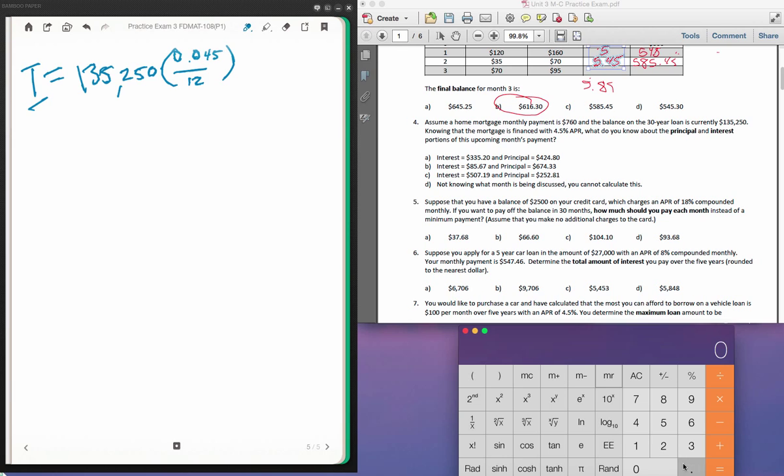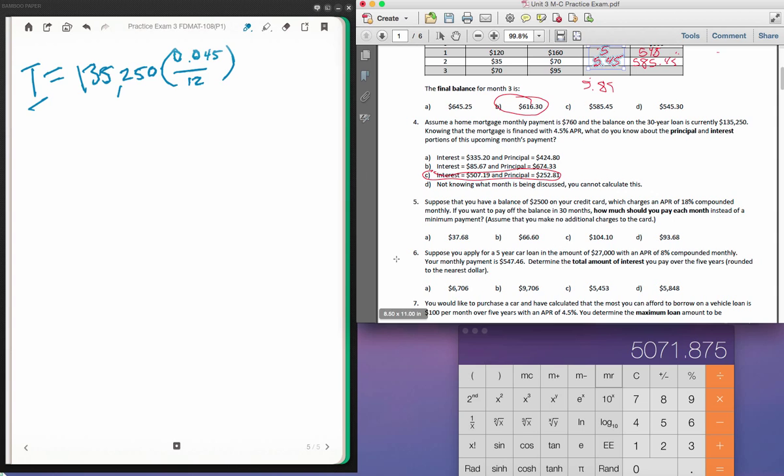So I clear this out, 0.045 divided by 12, multiply that by our current balance, which in this case is $135,250. And I added another 0 in there, so that should actually say 507.19. So that's how much interest, and technically that means C is the correct answer. If we want to find the principal, we can just take our payment, which in this case is $760, and subtract that interest, which would give us $252.81. And I know that because there's no other items on here. Okay? And so that's how you calculate the interest for each one.